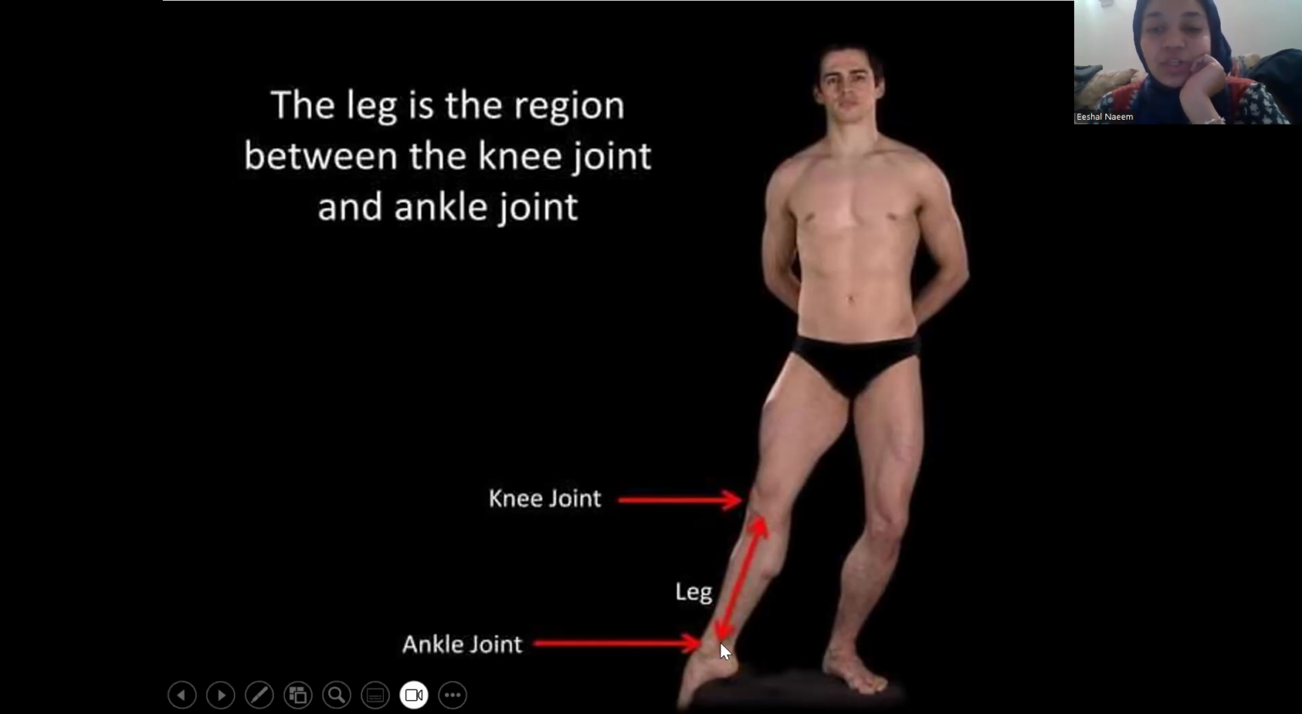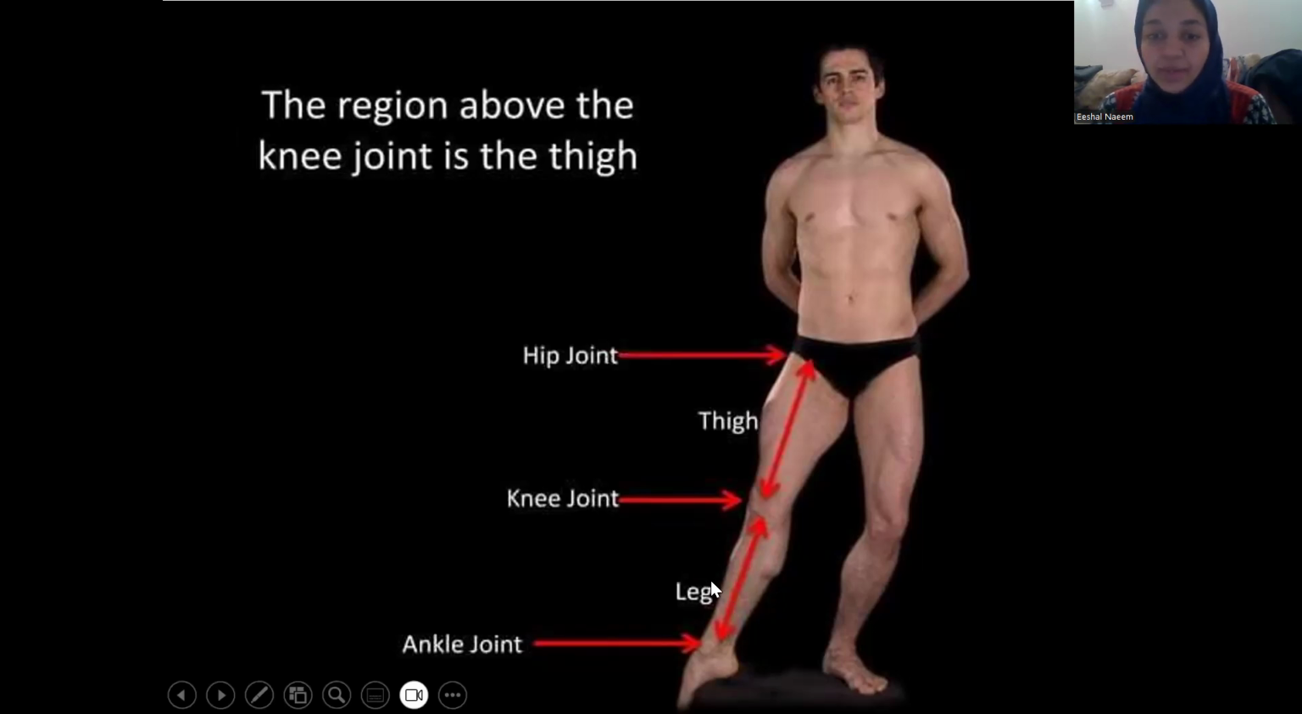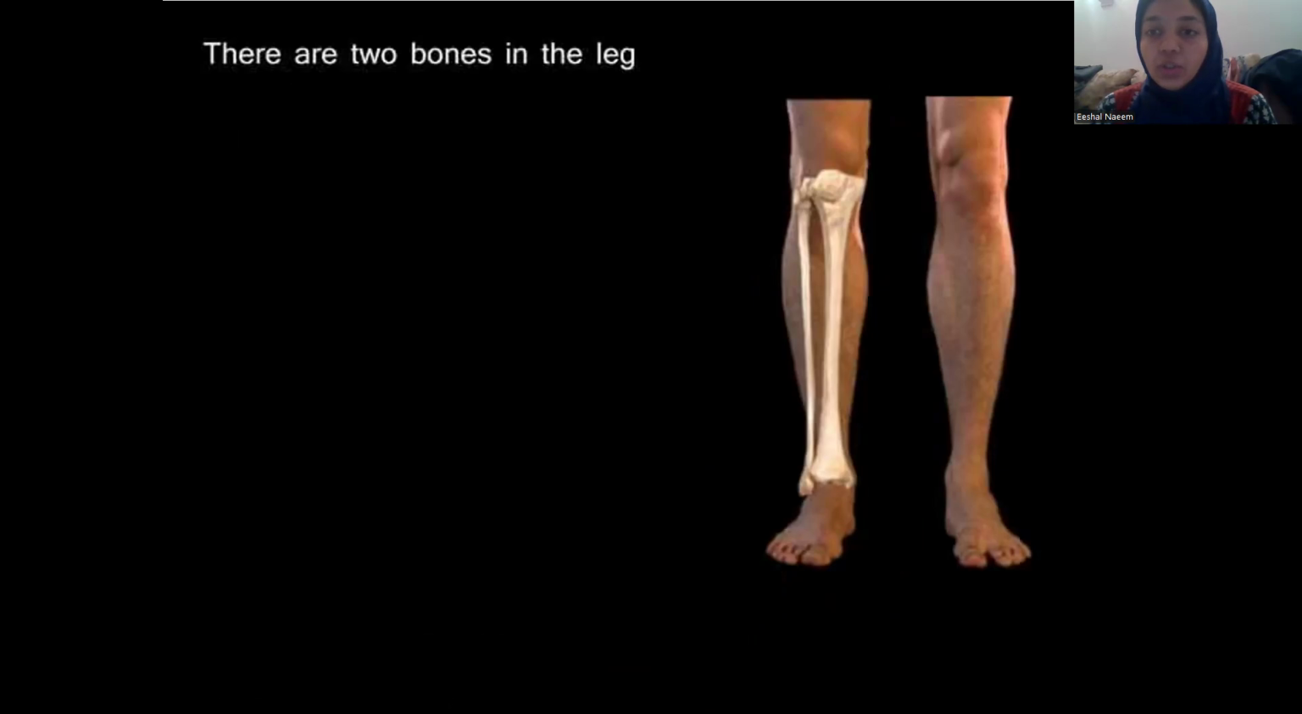Okay, so which area is the leg? The leg is the area between the knee joint and the ankle joint. And the area between the hip joint and the knee joint is the thigh, in which we studied the femur. In the thigh, similar to the arm, where you have the humerus, which is a single weight-bearing bone, you have the femur, which is a single bone. But just like you have the radius and ulna in the forearm, you have the tibia and fibula in the leg. Okay, so moving on, there are two bones in the leg.